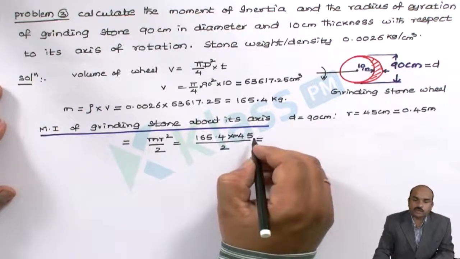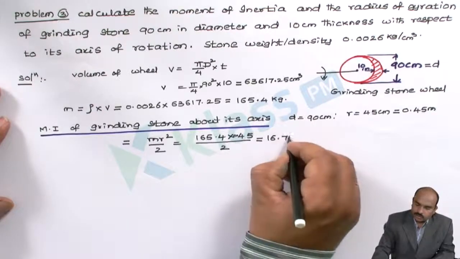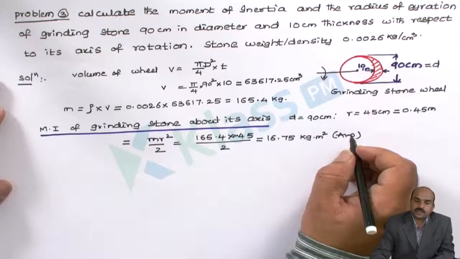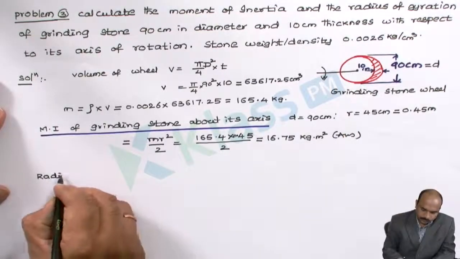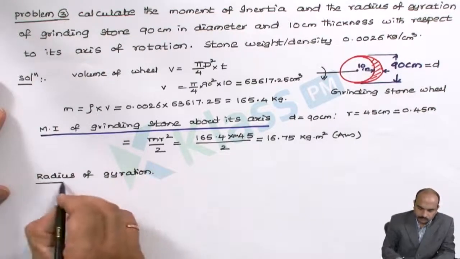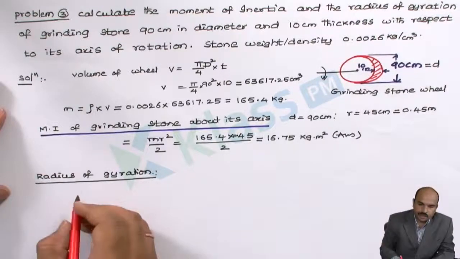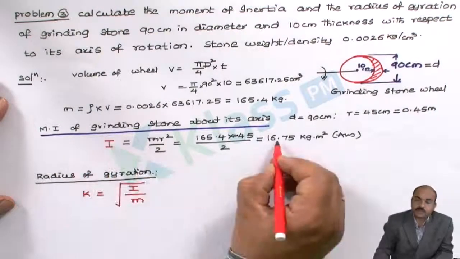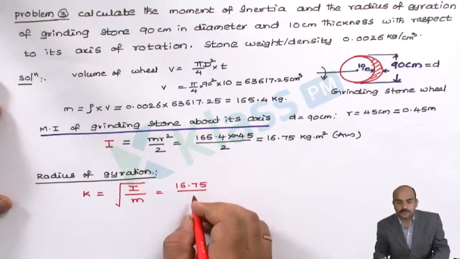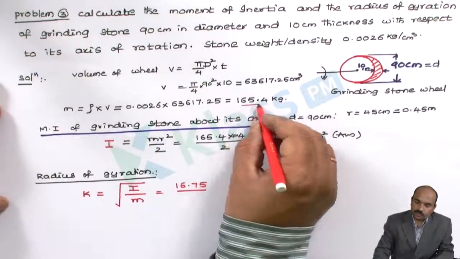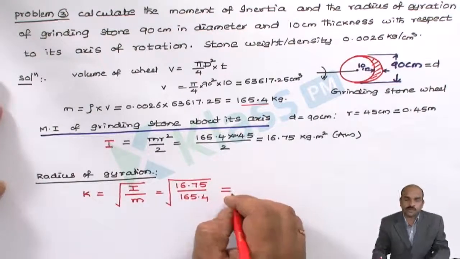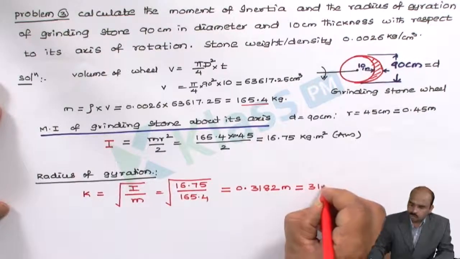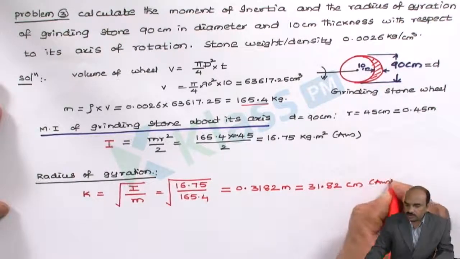Now the total value of this moment of inertia is 16.75 kg meter square. So this is the answer for the moment of inertia. Now let us calculate radius of gyration. We know formula for the radius of gyration, that is k equal to under root I by m. Now we know moment of inertia I, that is 16.75 divided by its mass. So calculated, that is 165.4 under root. Its value we are getting as 0.3182 meters, means it is 31.82 centimeters. So this is the second answer.